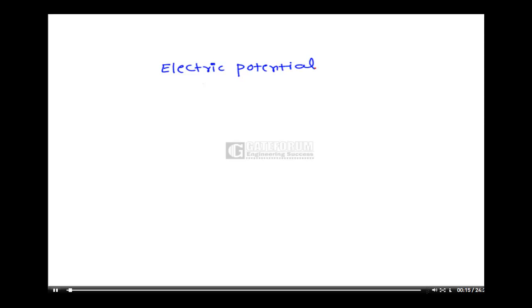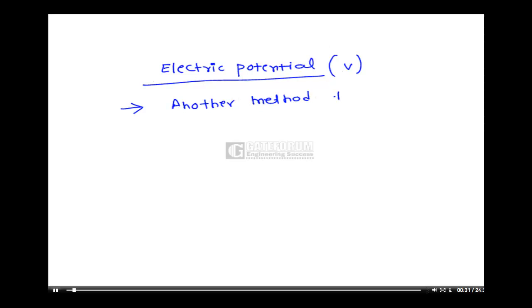Electric potential. It is the symbol V. So this is generally the electric potential. This is another method to calculate electric field E. Now we will define what this electric potential is.